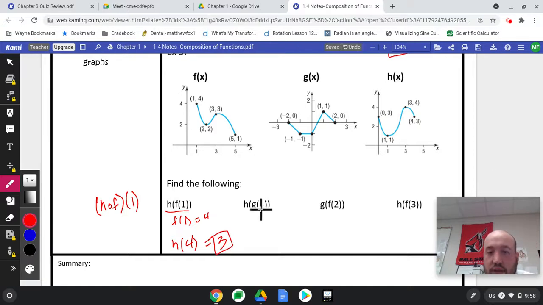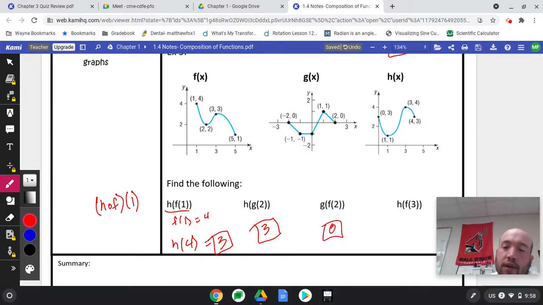So here, g of 2, we look at 2, it's 0. Now we need to take that 0 and plug it into h, and we will get 3 as our answer once again. All right, f of 2, we go to f, and we look at x equals 2. We get an output of 2. So now g of that, we go to 2, and we get 0.